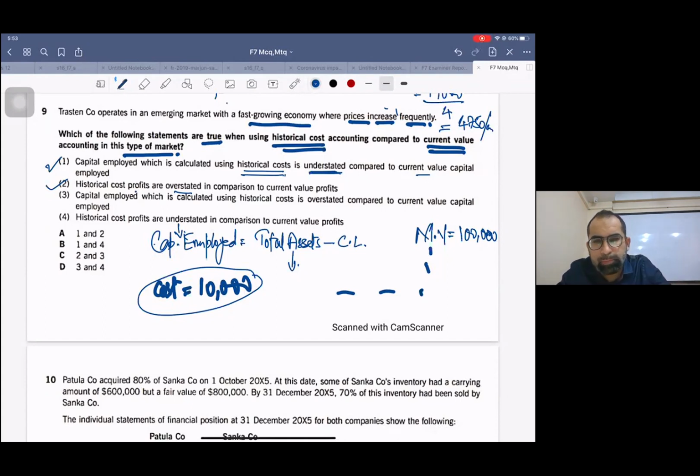Now 3 and 4 are wrong. Simply 3 and 4 are wrong. Answer is A. Read it. 3 and 4 are the opposite things. It's wrong.